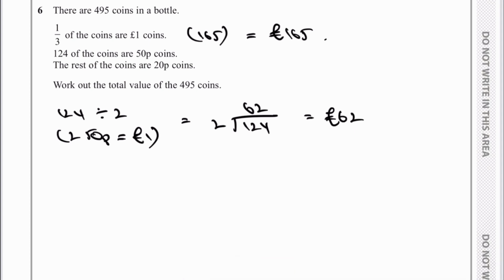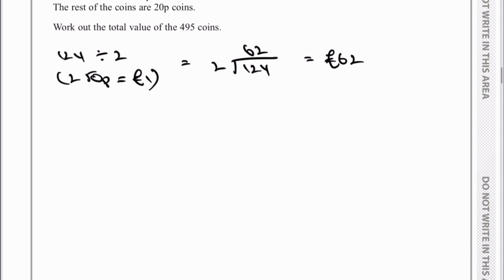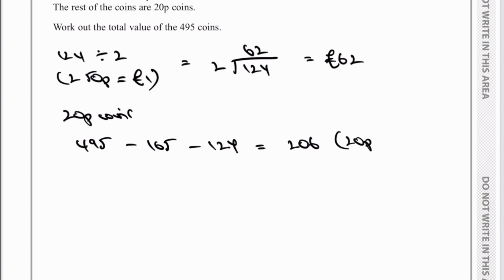So let's have a look then at the rest of the coins are 20p coins. So the first thing is we need to find out how many we've actually got. So if we look at the information, we've got 20p coins, and we've got in total 495 coins, and then we know that 165 of them are pound coins and 124 of them are 50p coins. So that's going to give us 206 coins. Now 206 coins which are all going to be 20p's.